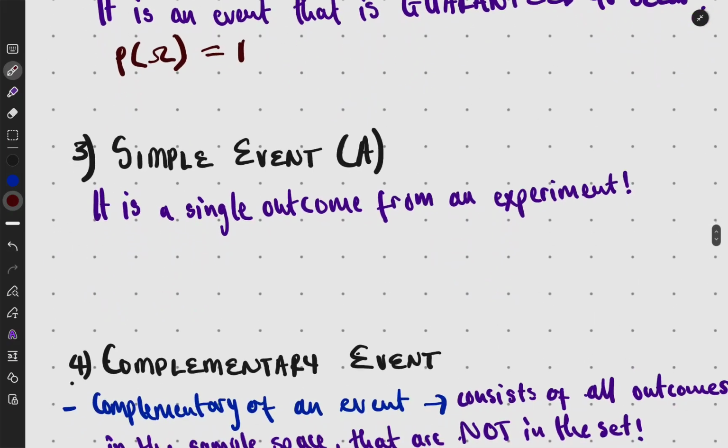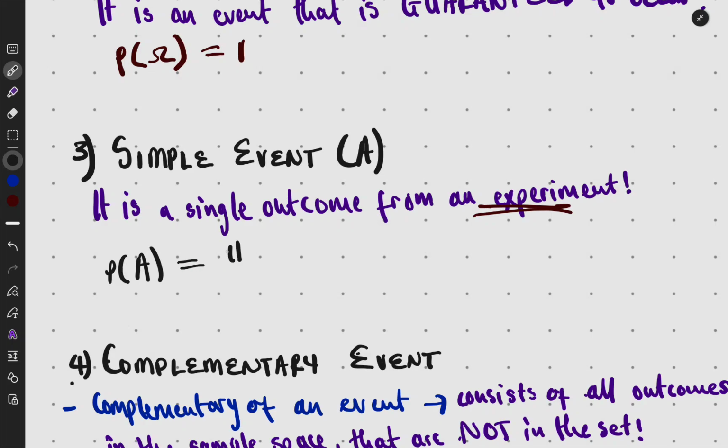Then now we go to simple event. A simple event is just a single outcome from an experiment. A single outcome, that is going to be a simple event. And here we can now get the probability of that event. These events are usually represented by capital letters. So an event is usually represented by a capital letter, and here we have capital letter A to represent a simple event, which is a single outcome from an experiment.